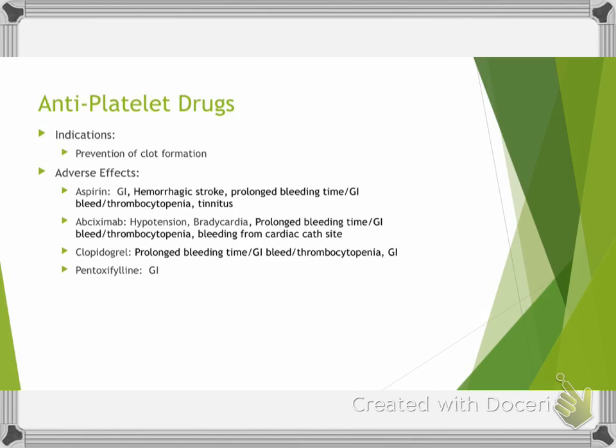So your antiplatelet drugs, indications: prevention of clot formation. So why would we want to prevent clot formation? After an MI, to prevent another MI from happening, to prevent the first MI from happening, to prevent stroke, a TIA, which is a transient ischemic attack, acute coronary syndrome, and intermittent claudication. Those would be reasons to be on antiplatelet drugs. So adverse effects are that they increase the risk of bleeding, right?